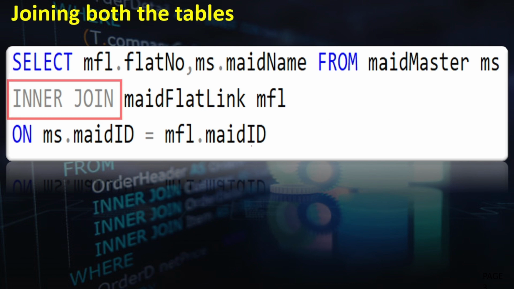So you see here, what I'm trying to do is select from both the tables: select flat number and maid name from maid master, which has an alias here, and you already know the alias, and maid flat link, that is MFL. Then I am joining these by inner join. Joins are of different types, and this is the first type, that is inner join. And here I'm giving the relation of both tables on something called maid ID.